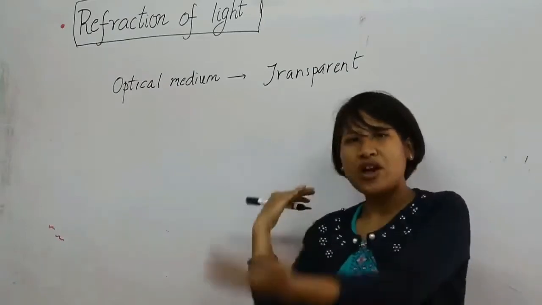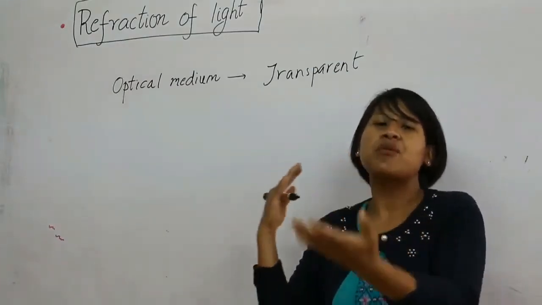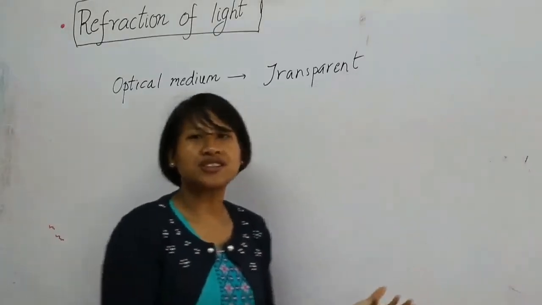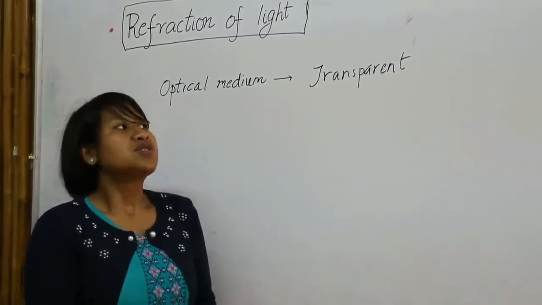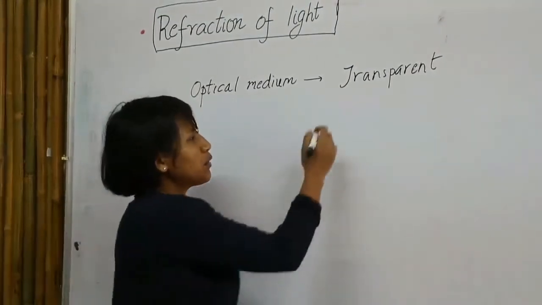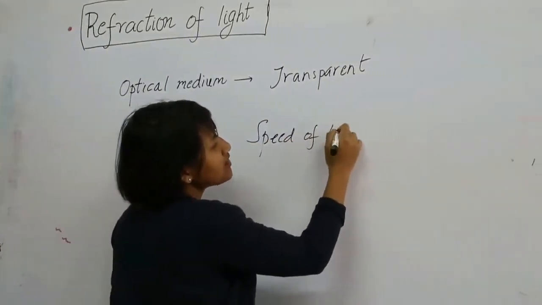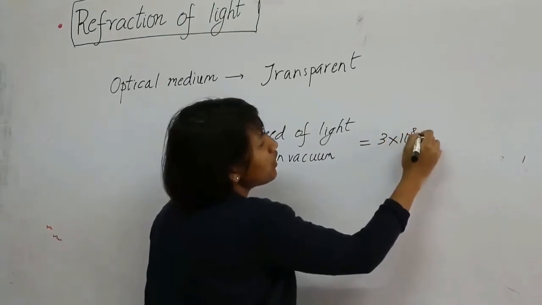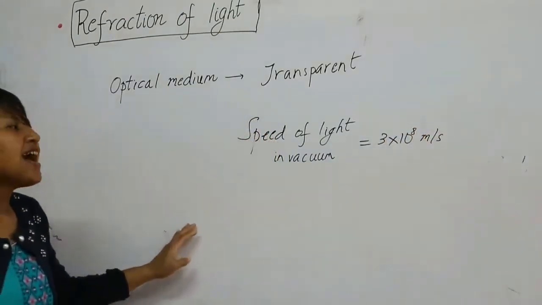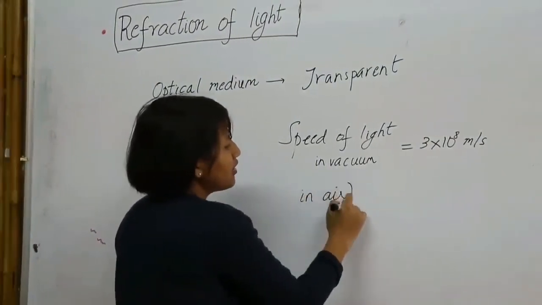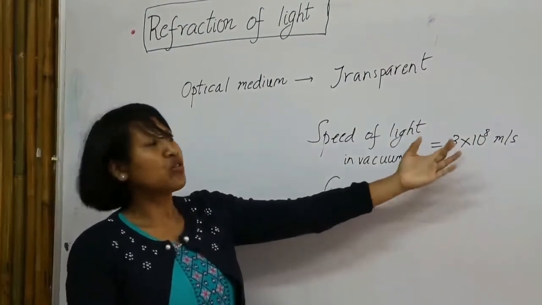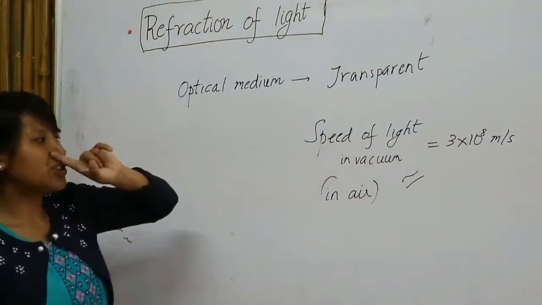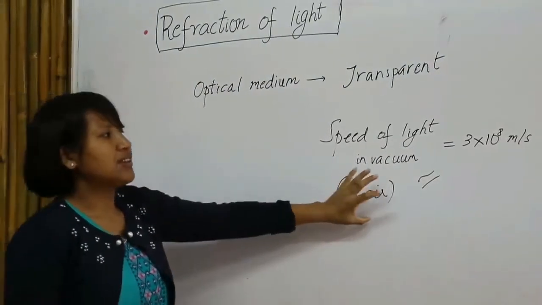What happens when light travels from one transparent medium to another transparent medium, like for example from air to glass, or water to glass? This is not for opaque bodies, it's basically for transparent media. One of the characteristics of light is that the speed of light in vacuum is 3 × 10⁸ meter per second, which is so fast. Because the speed of light in air is comparatively close to this one, sometimes we take it to be 3 × 10⁸ meter per second. Unless mentioned, we take that value.